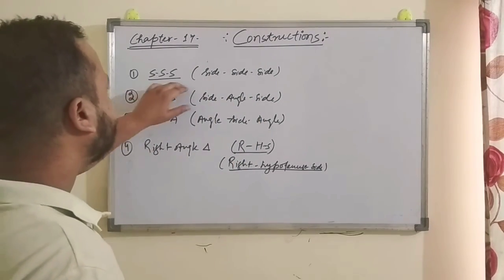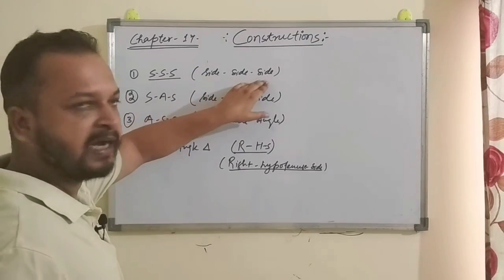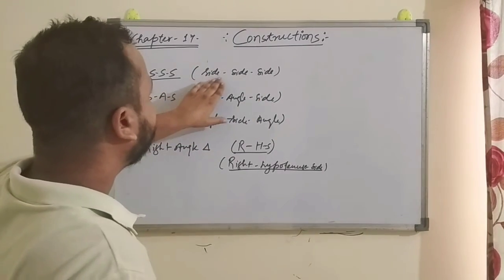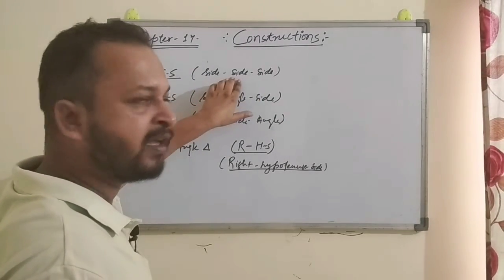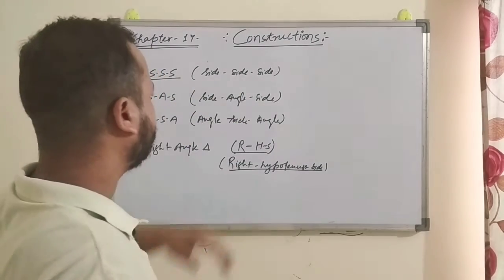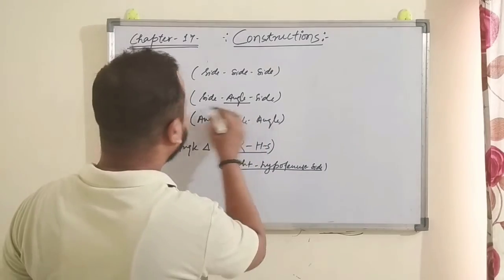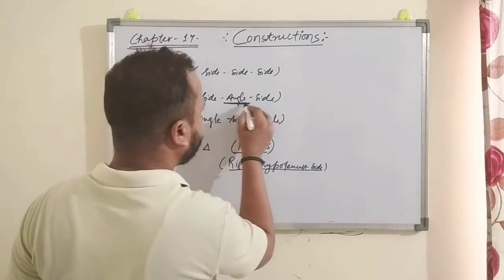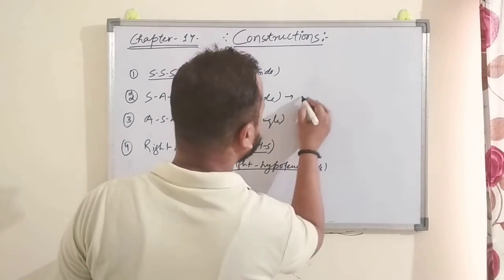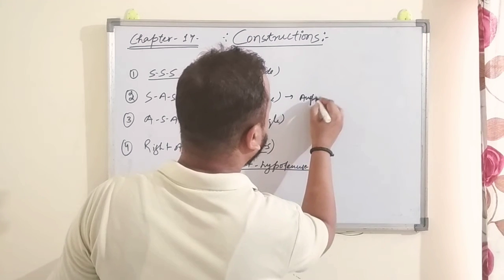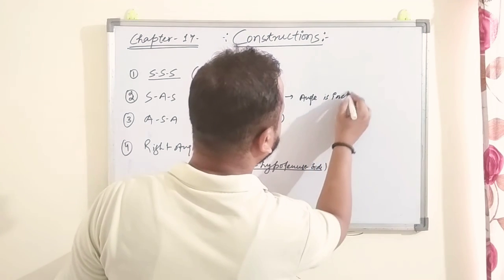So in SSS it is side, side and side. Here the measures of three sides are given, so you have to just construct it. In this part, angle is written in between two sides. It means the angle is included.